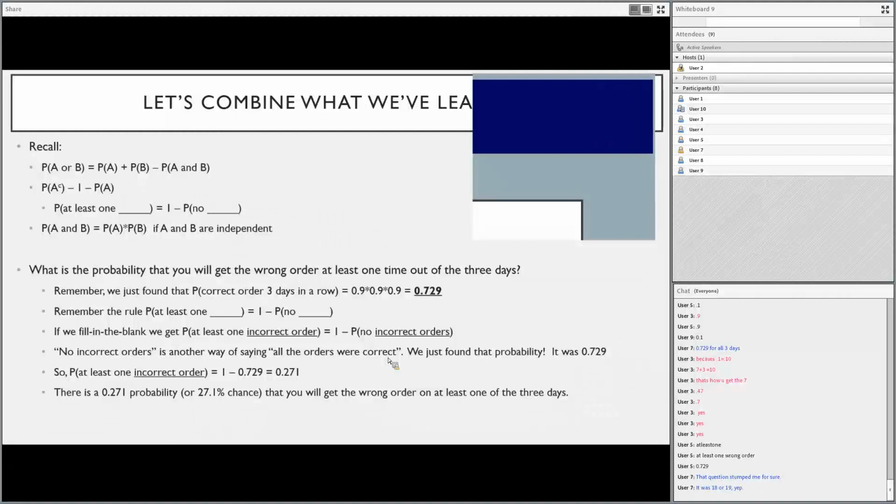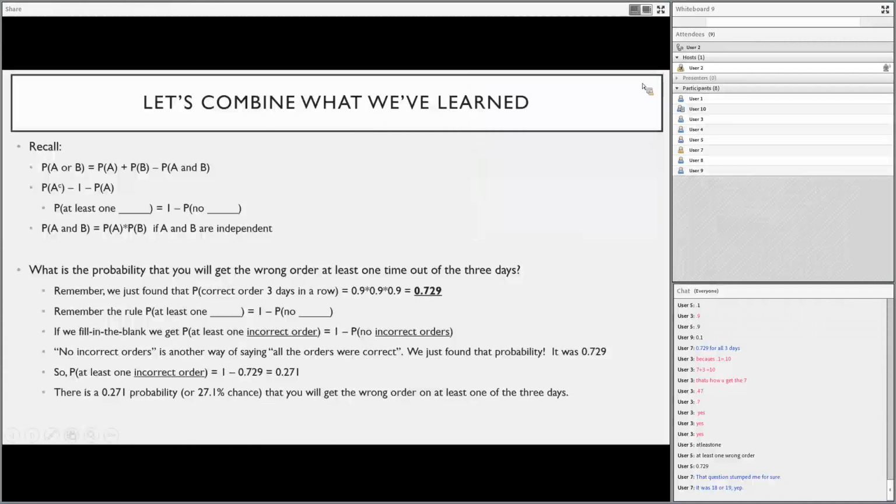Any questions about this example, either the part we did on the last slide or the part we did on this slide?